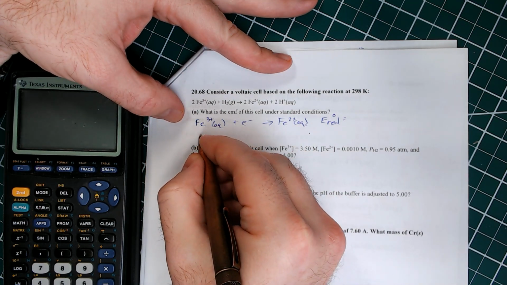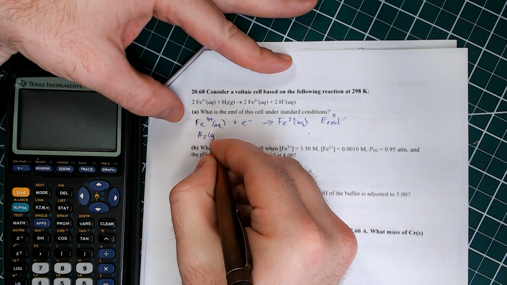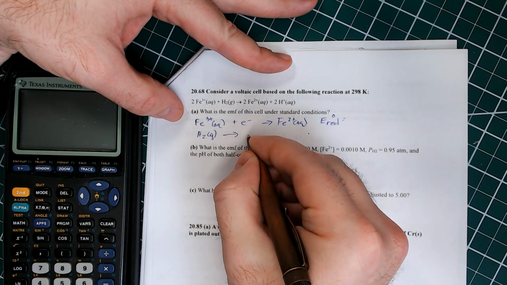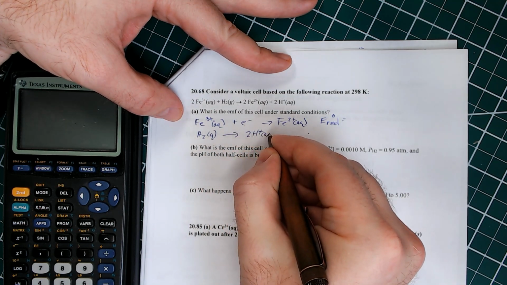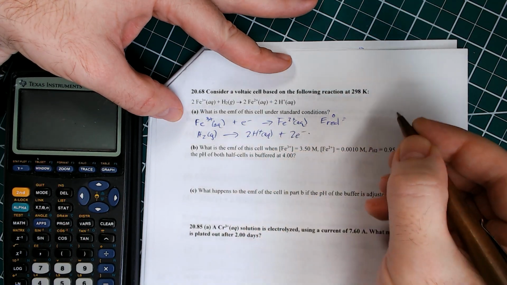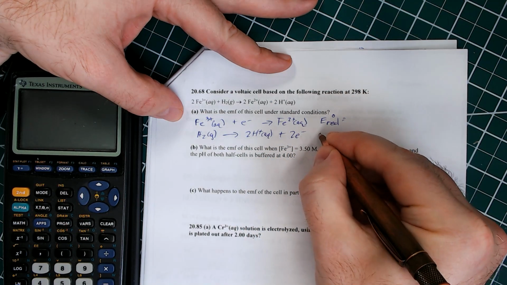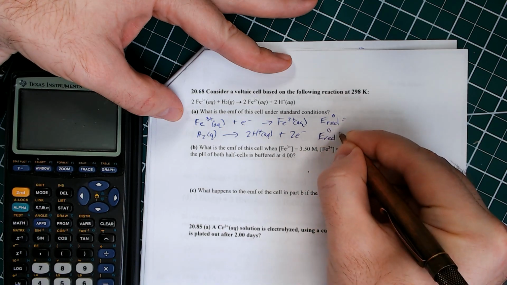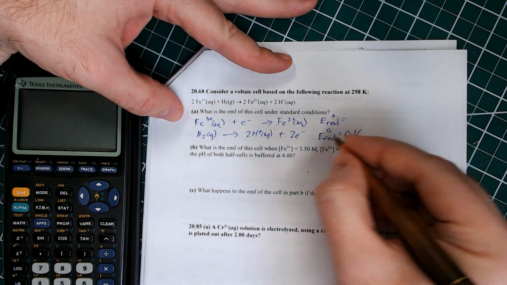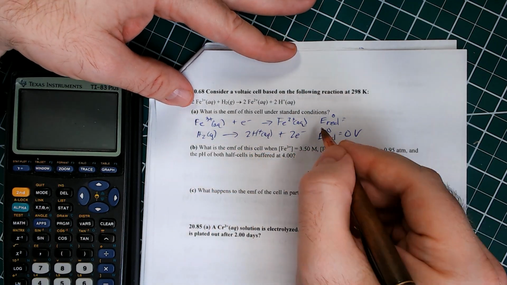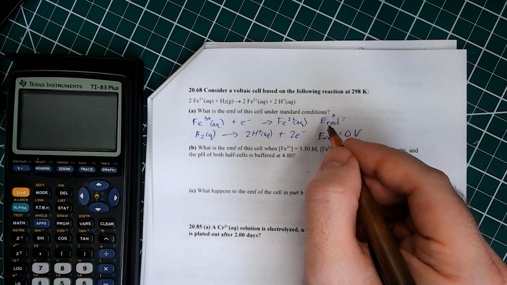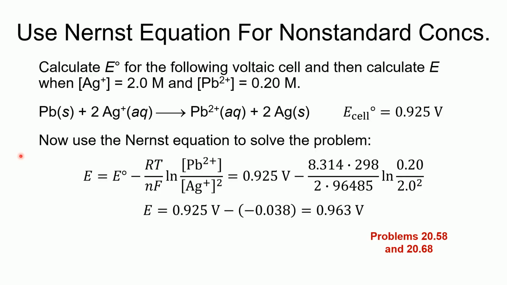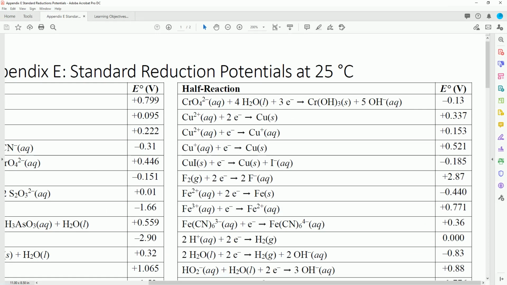And then we've got hydrogen getting converted into 2H+ (aq) plus 2 electrons. I don't need to look that one up. I know that the reduction potential for it is 0 volts, and that's because that is our definition. But let's go ahead and switch over to Appendix D, and we're going to look up the iron. It's iron 3 getting reduced into iron 2, and that one's positive 0.771.